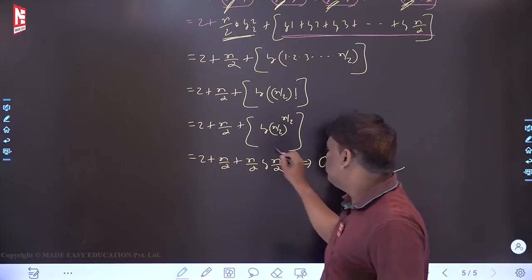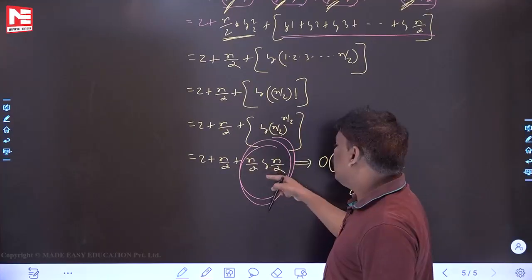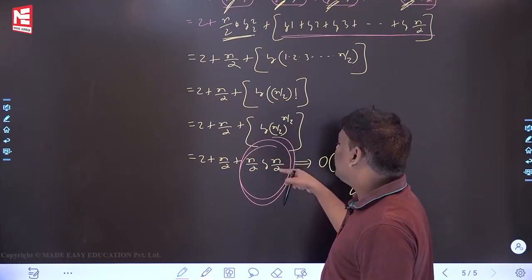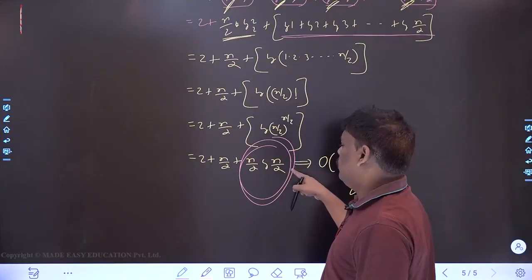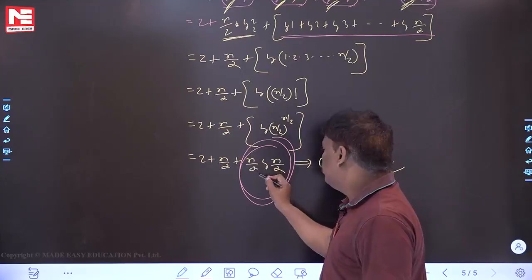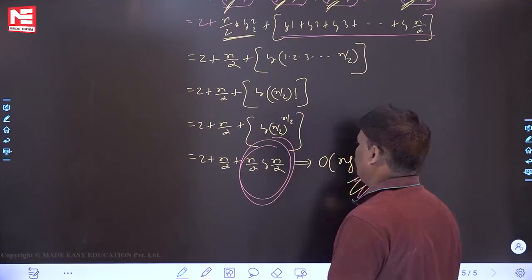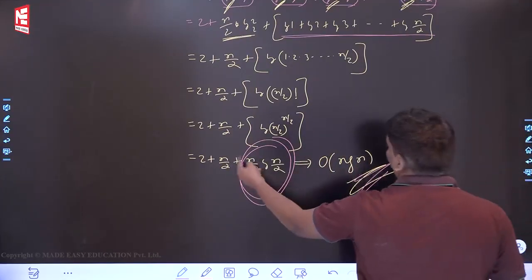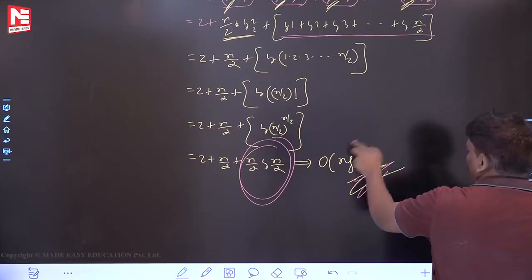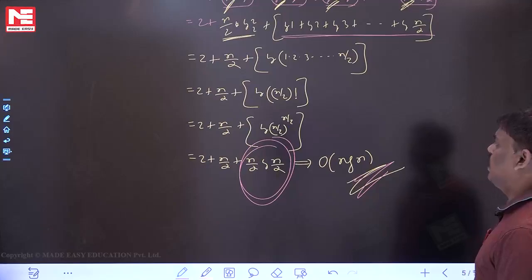Some people are asking, sir, how is this n log n? You may say n by 2 log n by 2. What is the answer? n by 2 into log n by 2 can be written as log n minus log 2. Log 2 is going to be a constant, so remove it. The n by 2, 2 is a constant, remove it, so n log n. Comparing, n by 2 log n by 2 is bigger, so approximately this is equal to big O of n log n.